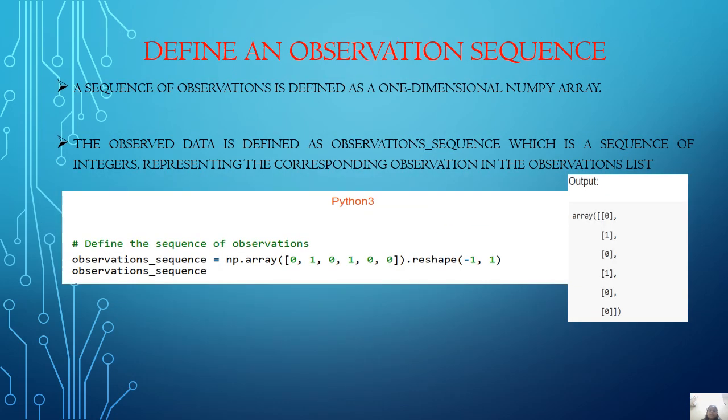Then define an observation sequence. A sequence of observations is defined as a one-dimensional NumPy array. So the observed data is defined as observations sequence, which is a sequence of integers representing the corresponding observation in the observations list. Then we can see the Python code here. Observation sequence is equal to np.array of, you're going to take the array of zeros and ones and you're going to write reshape of -1, 1. Then you're going to ask for the observations sequence, and this is the output we can see on the right hand side.